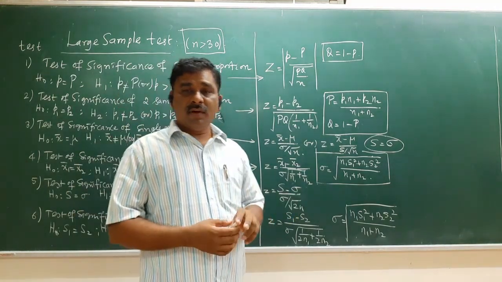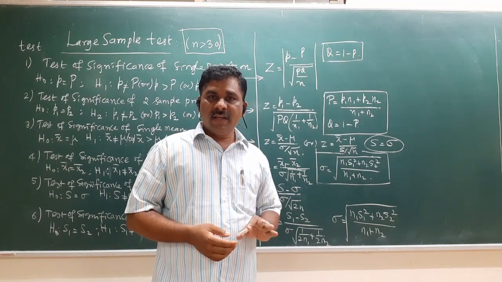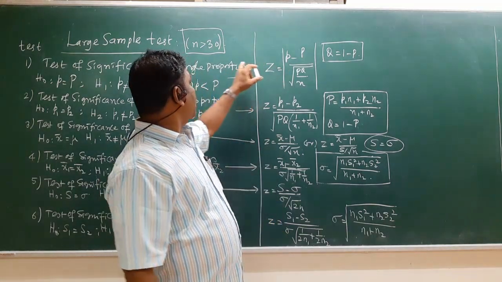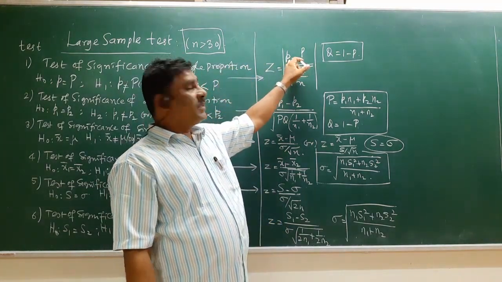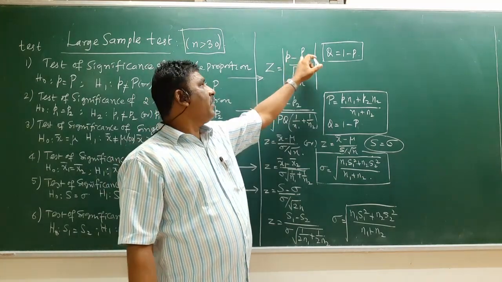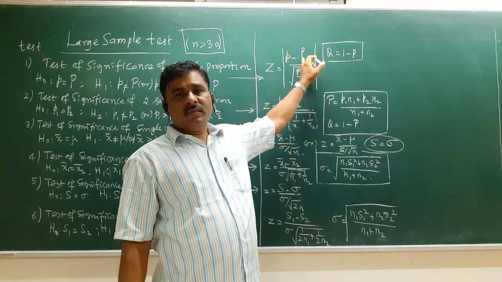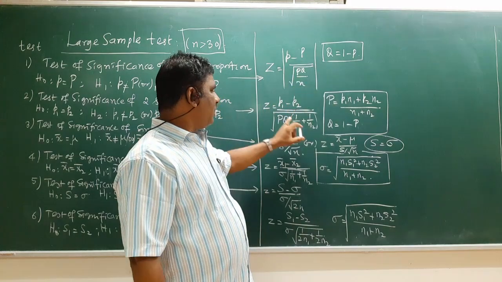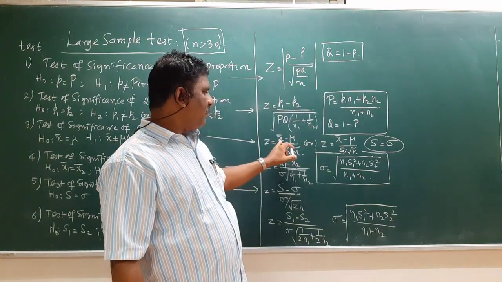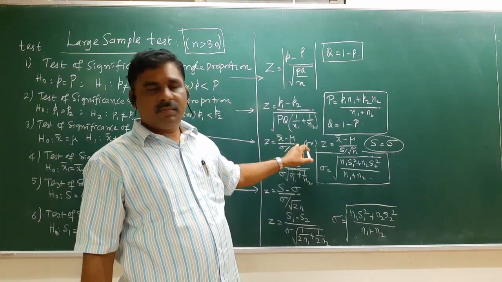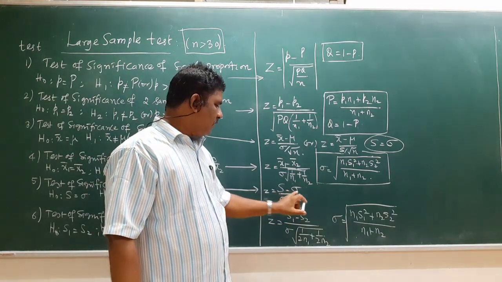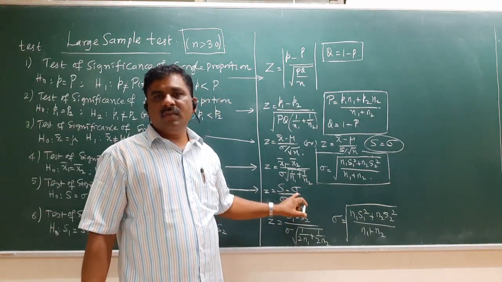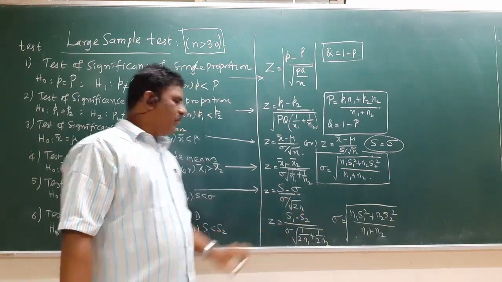And then you can observe one thing in the formulas. Always, when you are going to test a single proportion, the first value is the sample value and the second value is the population value. Similarly here, the sample value and then the second one is the population value. Here also, sample value and the population value. Okay, keep it in mind.